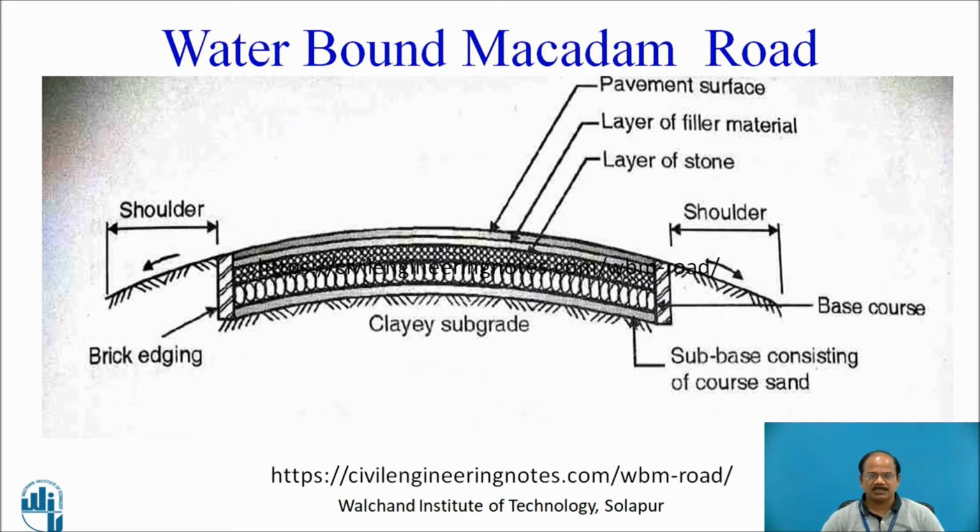You can see that following the subgrade, on the sides there are brick edgings. What are these for? These are going to give you the confinement of the material inside the cross section. Only shoulders are going to be outside this particular confinement. As you can see, there is a subbase consisting of coarse sand, which is supposed to be followed with a base course, which will be consisting of the boulders.